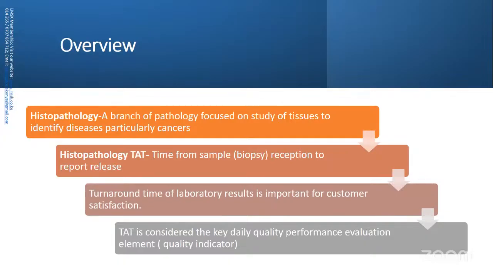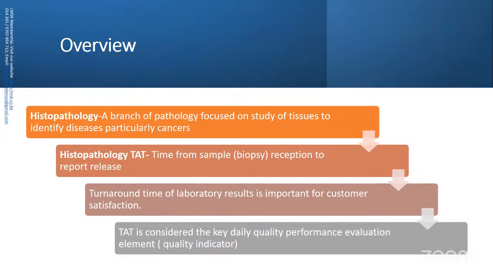So histology TAT is the time frame from the time a sample or biopsy is received in the lab to the point a report is released. That's what we define as histology TAT. And why is it important? Turnaround time of any laboratory is important for customer satisfaction, because the doctors depend on this TAT to make a decision. The patients will always depend on that TAT to know their condition or their status. So TAT is very important for customer satisfaction.